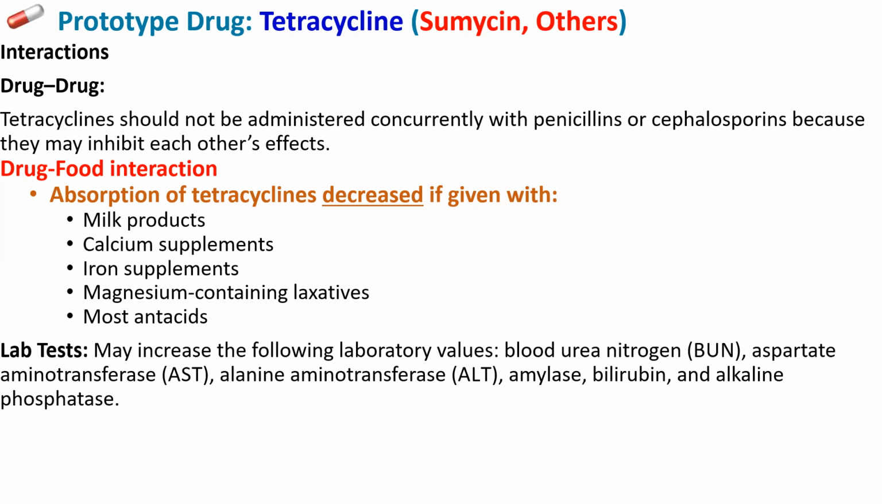So the calcium supplements, milk products, iron supplements, magnesium-containing laxatives, and most antacids will reduce the absorption of the drug. Since the absorption of tetracycline is decreased if given with these drugs or supplements, it shouldn't be given concurrently. There should be at least 1 to 3 hours between them.